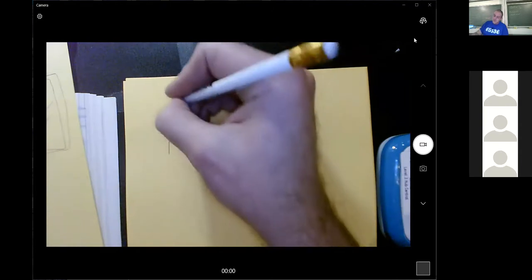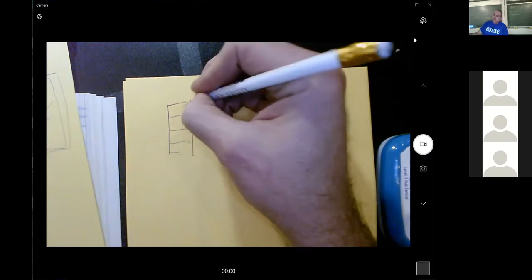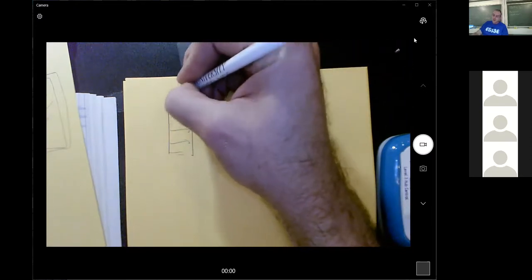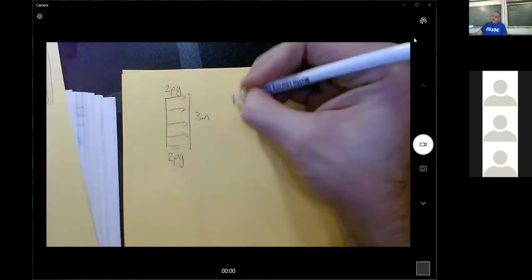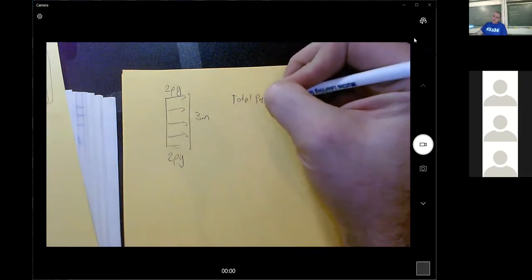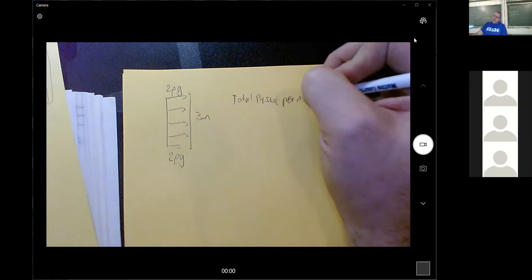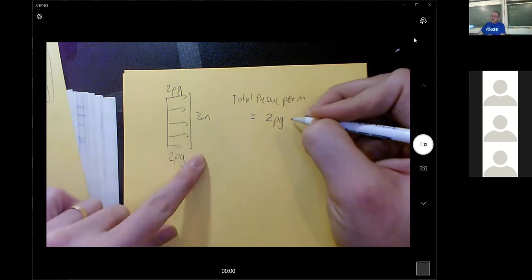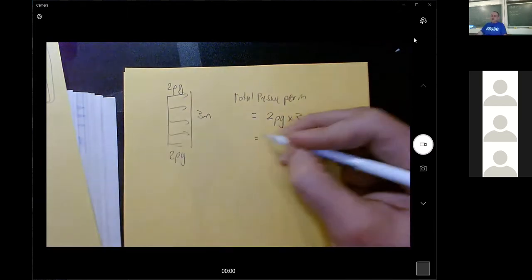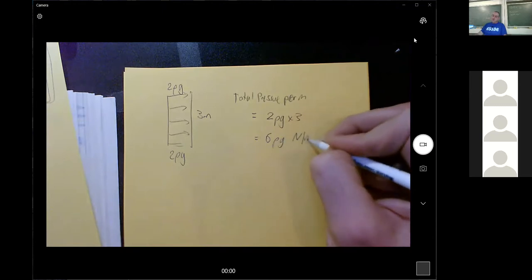So I have two pieces. I have this rectangle, which was 3 meters high, and this was 2 times rho G here. And because I chopped this arrow into 2 pieces, this is 2 times rho G here as well. And so the total pressure per meter will be the area of this, which is 2 rho G here times 3 meters there. So that's 6 rho G newtons per meter.